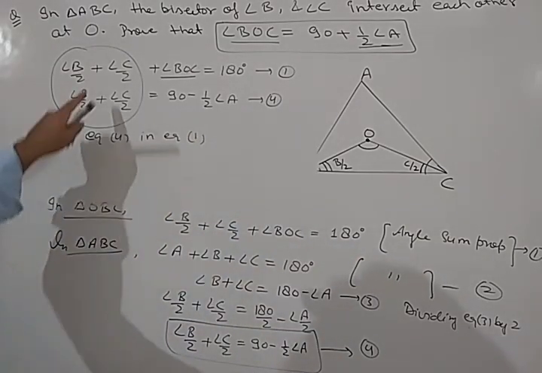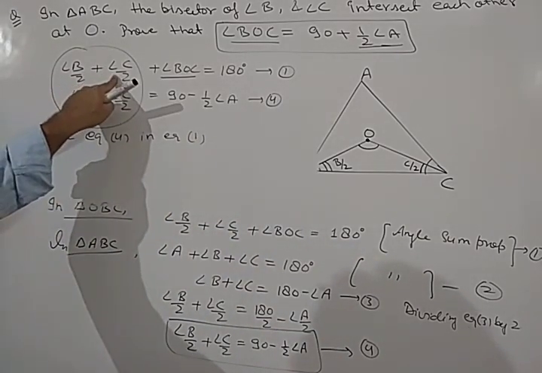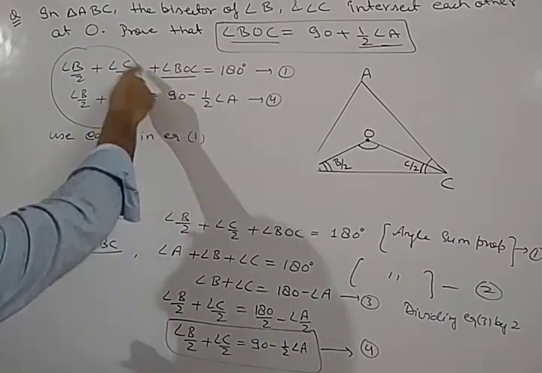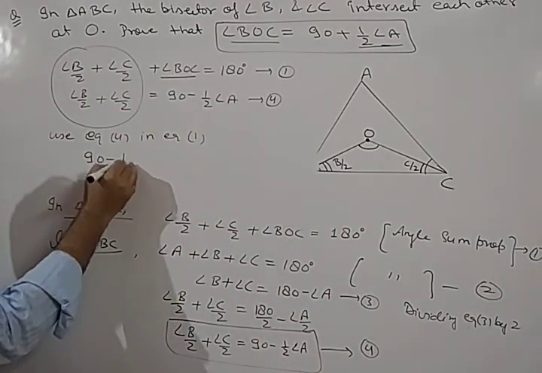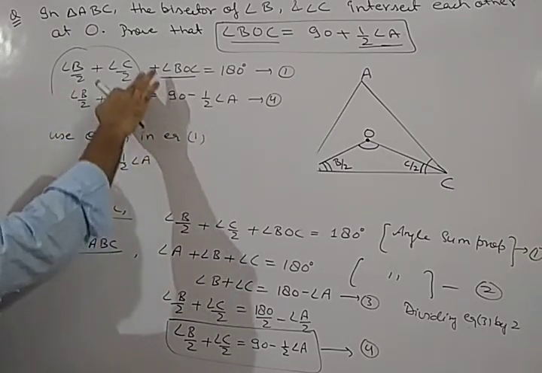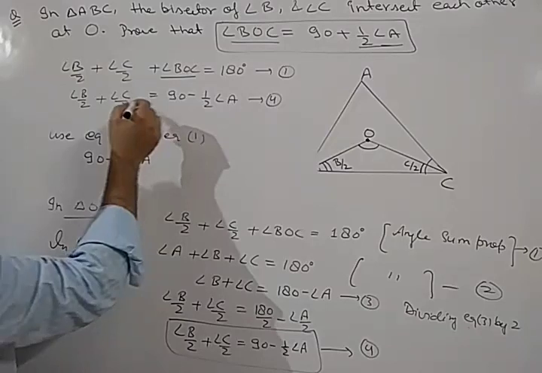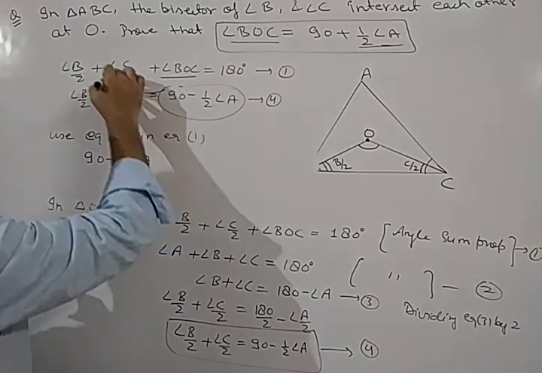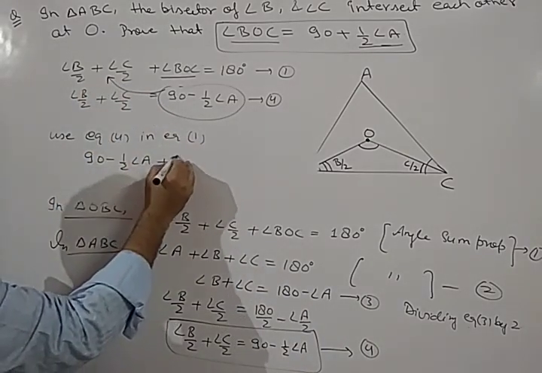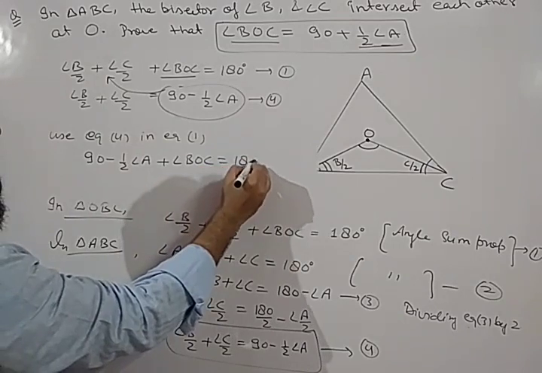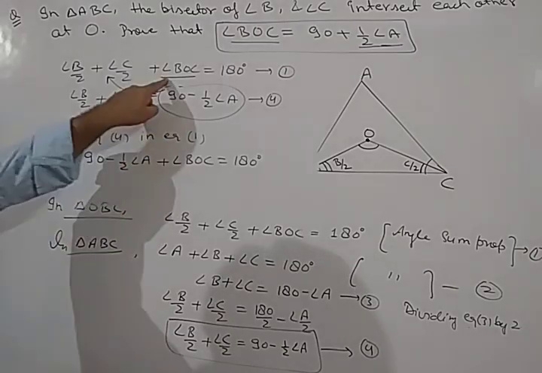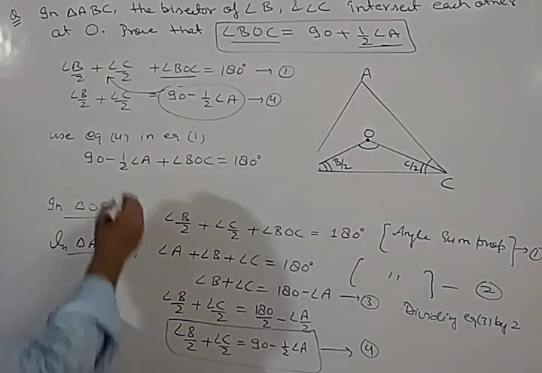Then what will happen? In equation 1 there is B by 2 plus C by 2. In equation 4 also it is B by 2 plus C by 2. So if we put the value of this B by 2 plus C by 2 in this equation, we will get 90 minus half of angle A. Now I am putting the value from equation 4 in equation 1, at the place of B by 2 plus C by 2. So we will get 90 minus half of angle A plus angle BOC is equal to 180 degree.